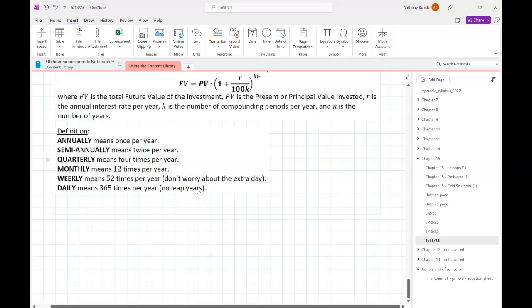I get that there's like an extra day. 365 is fine. I get that sometimes there's a leap year. Yeah, who cares? That kind of detail is not worth getting in the way. All it's doing is making stuff more complicated than it needs to be. You know what I mean?